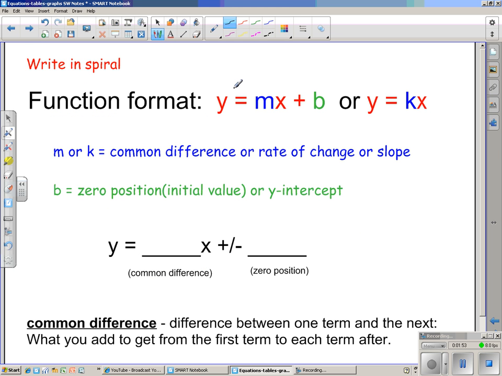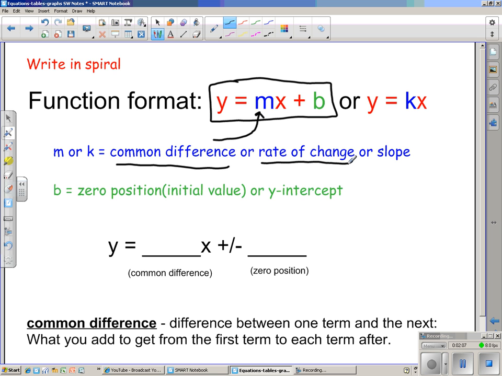Now, write this equation into here. This is going to be the root equation of everything we're going to do. y equals mx plus b. m is referred to as the common difference. Algebra students call this the slope. You can also refer to it as the rate of change. Many times you can also see it as y equals kx, although this is the common form. The b represents the zero position or the initial value.